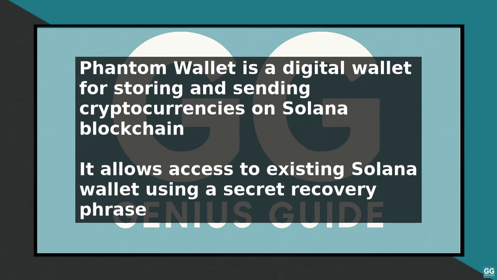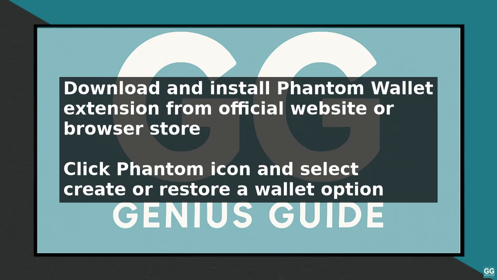First, download and install the Phantom Wallet extension from the official website or your browser's extension store. Once installed, click on the Phantom icon in your browser toolbar and select Create or Restore a Wallet. Choose the Restore Wallet option and enter your secret recovery phrase, which is a list of words that can be used to restore your wallet. This phrase is typically provided when you first create a Solana wallet.